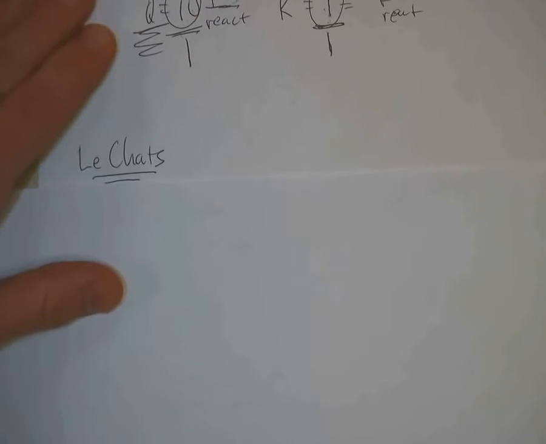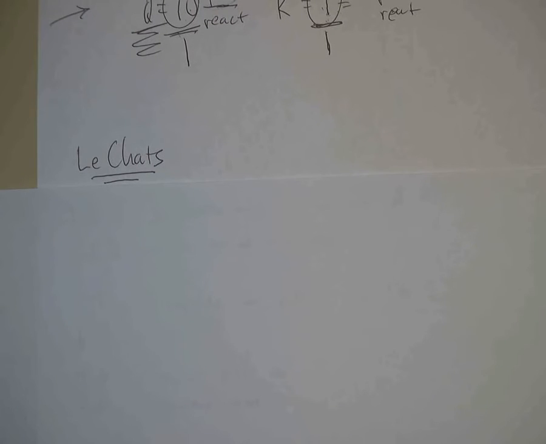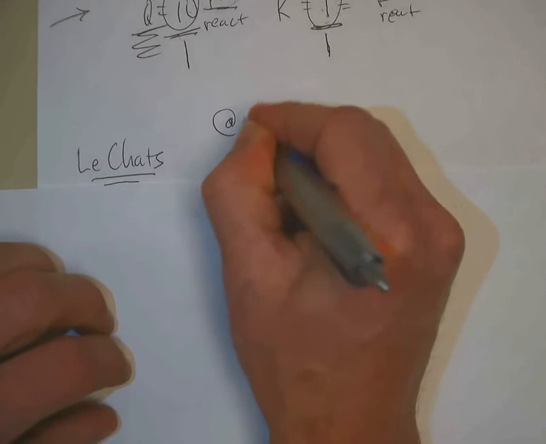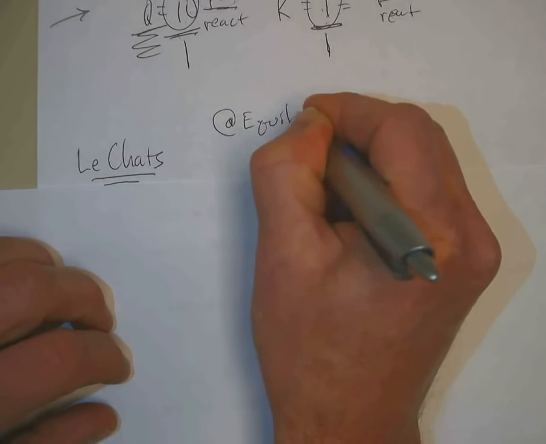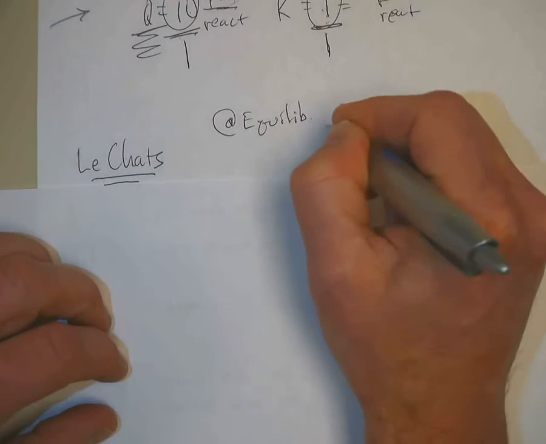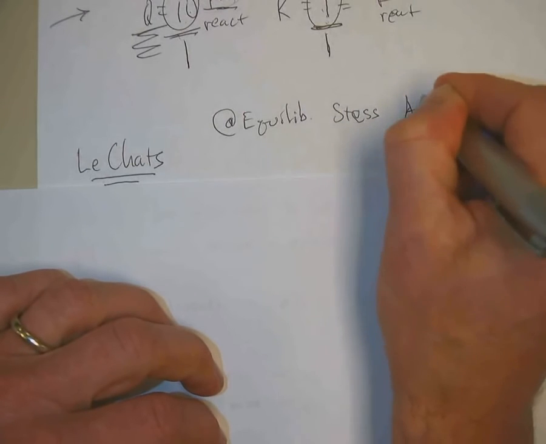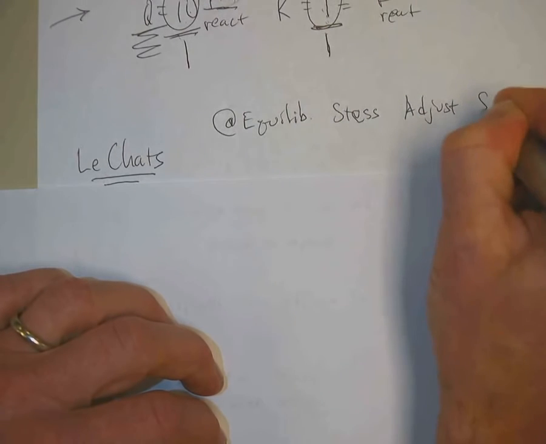One big thing in Chapter 15 that's introduced is something called Le Chatelier's principle. And Le Chatelier's principle says that a system at equilibrium, which we encounter a lot of, when it's put under stress, it will adjust to reduce that stress.